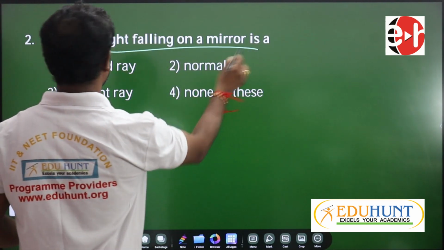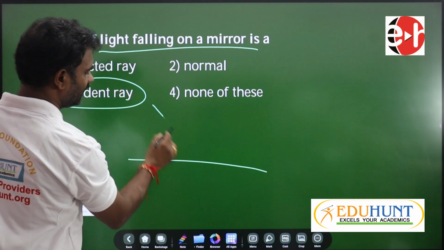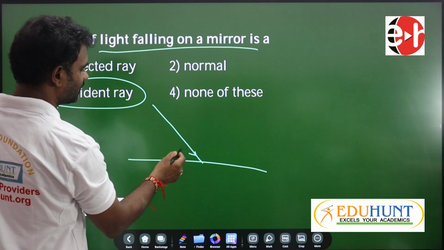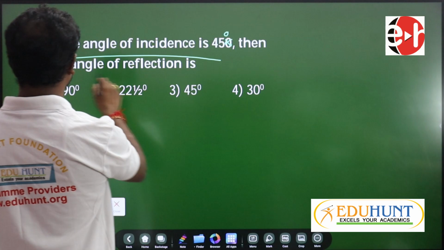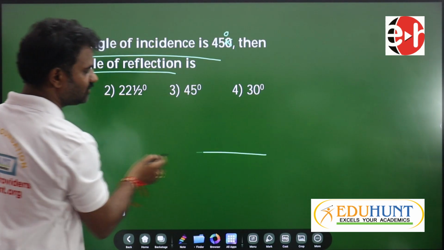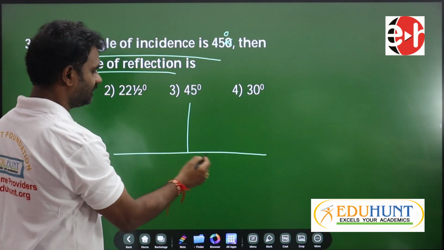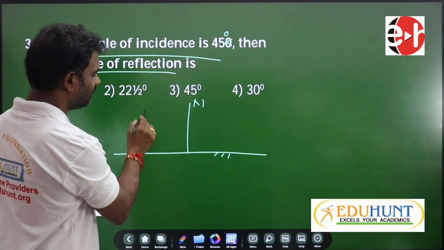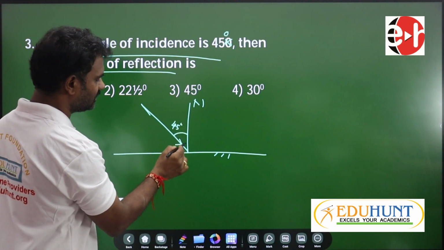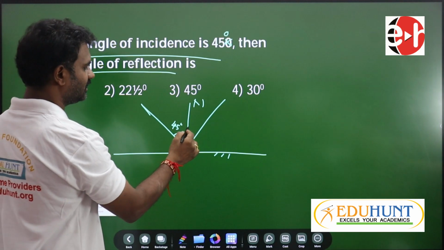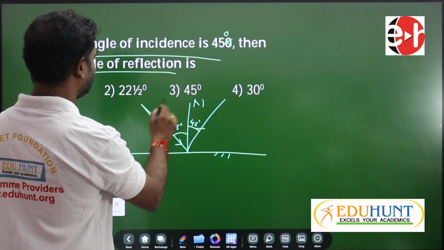A ray of light falling on a mirror is called as. So if this is a mirror and a ray of light is falling on the mirror, this is called the incident ray. 45 degrees. Then the angle of reflection is, as you know, angle of incidence and angle of reflection are both the same. If this is our mirror, this is our normal, and this is the incident ray which makes an angle of 45 degrees like this, it will be reflected into the same medium with the same angle, that is 45 degrees.